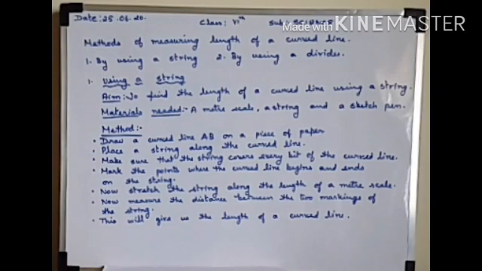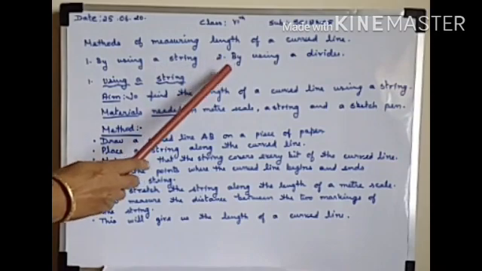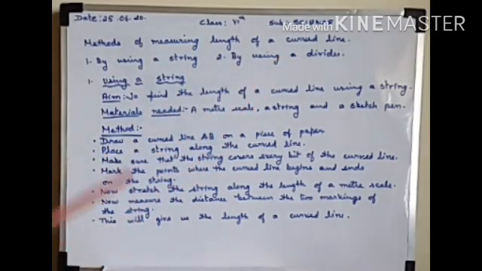To measure the length of a curved line, there are two methods. The first method is by using a string and the second method is by using a divider. First we'll see how to measure the length of a curved line using a string. Now, the aim is to find out the length of a curved line using a string.